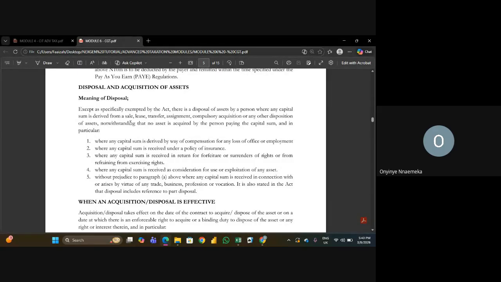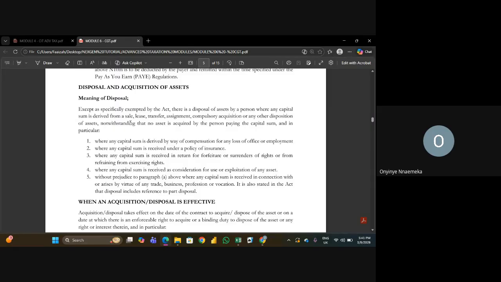And now they wrote something there that regardless of whether you acquire an asset, the person that pays you the money might not have acquired any asset. That is, the person might not have collected any money from any asset from you, despite the fact that the person paid you money. Now let's read.